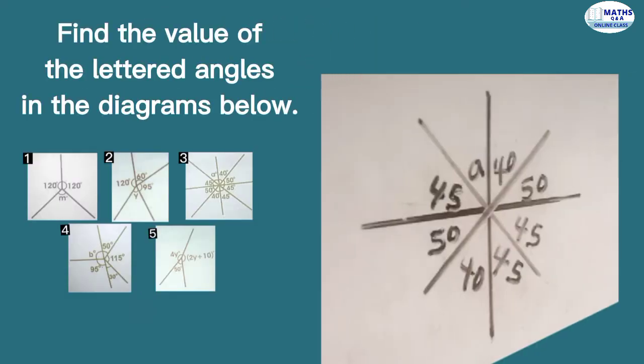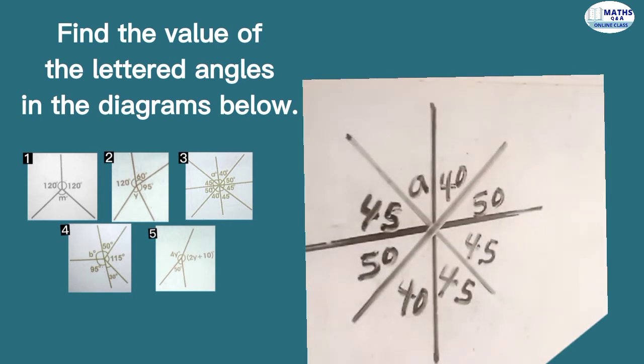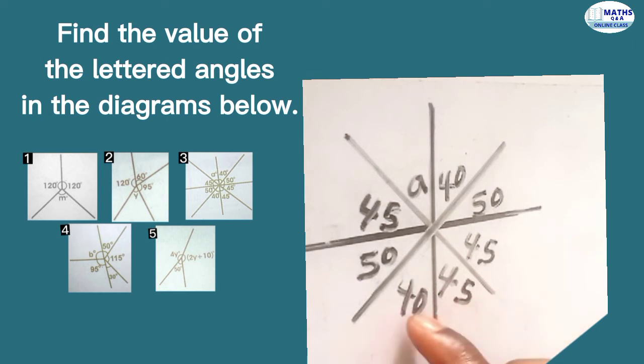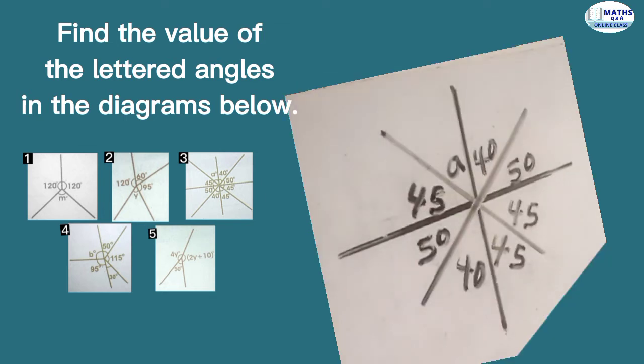Now we are on the third diagram. Now this is the third diagram. We are given A, 40, 50, 45, 45, 40, 50, 45. Now all of these are in degrees, right? Because it is an angle. So since we are using the angles at a point to solve it, now you state that sum of angles at a point is equal to what? 360 degrees. Then you add all these angles, you equate to 360 degrees. So let's do that.